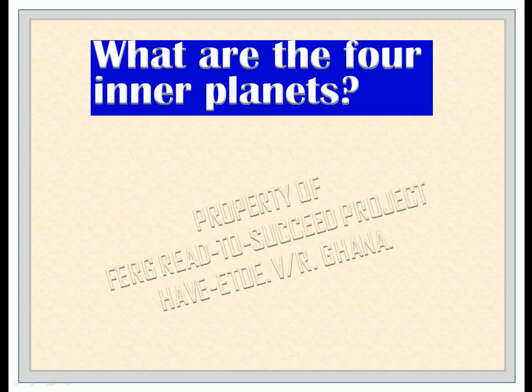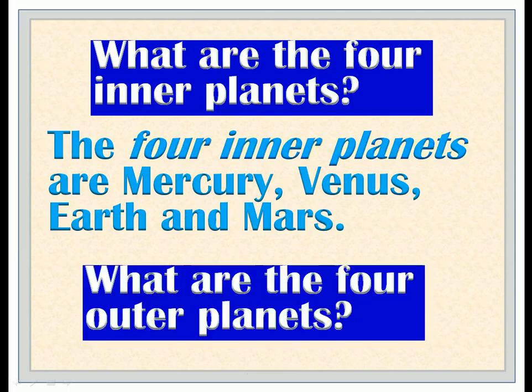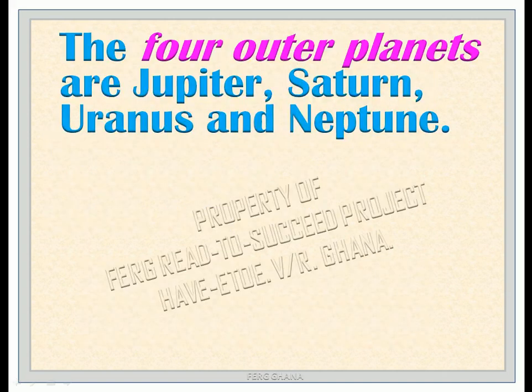What are the 4 inner planets? The 4 inner planets are Mercury, Venus, Earth and Mars. What are the 4 outer planets? The 4 outer planets are Jupiter, Saturn, Uranus and Neptune.